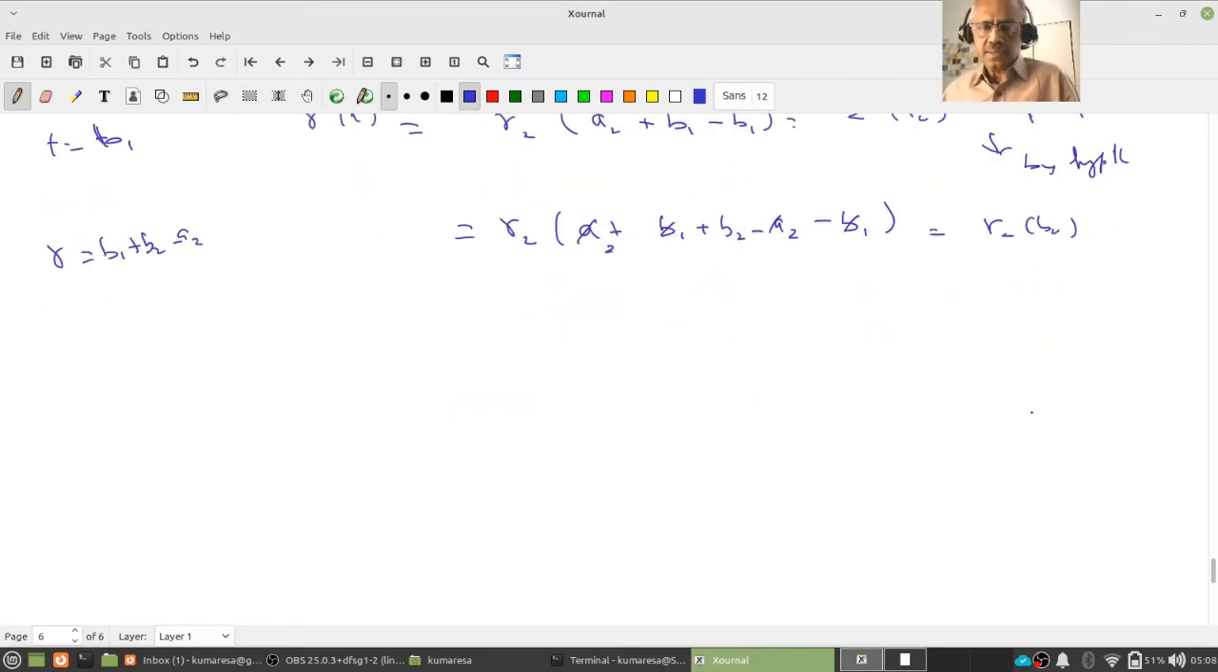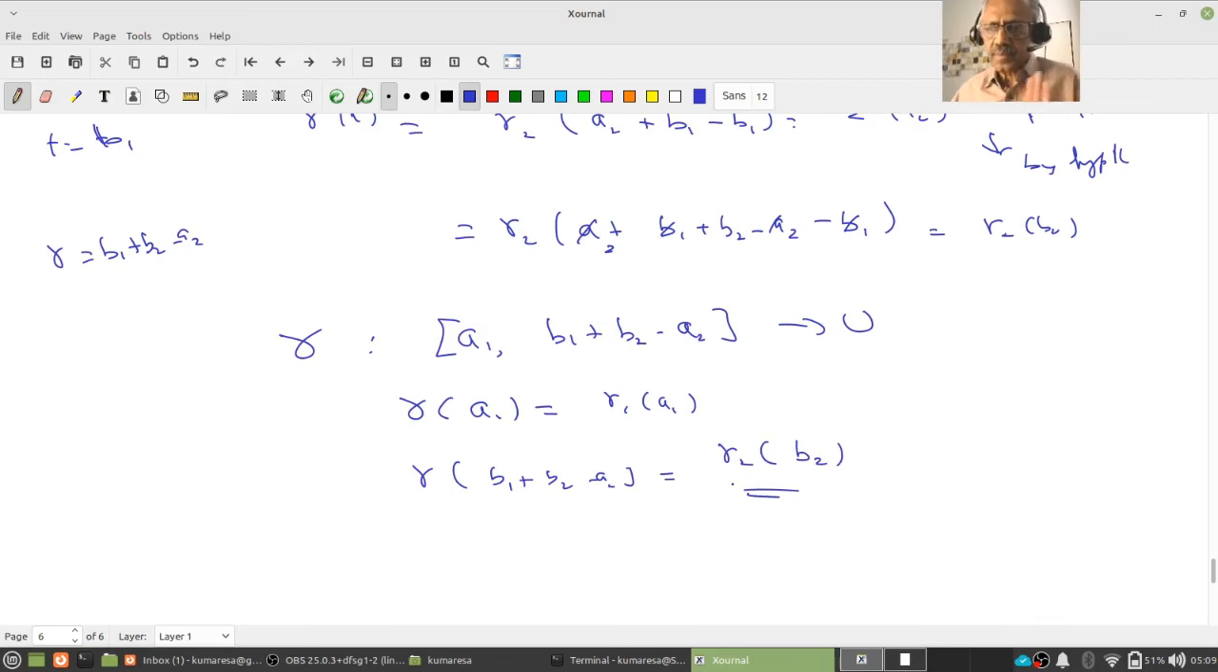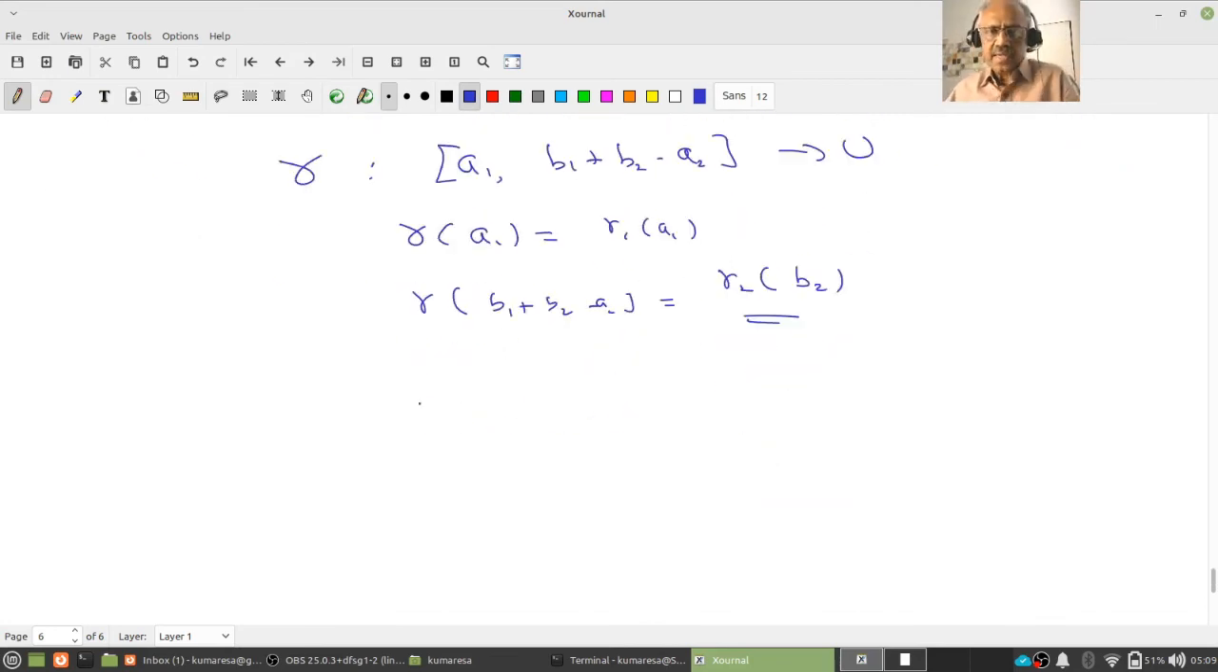Okay. Therefore what I have shown is that gamma is defined on the interval from a1 to b1 plus b2 minus a2, so that gamma of a1 is gamma 1 of a1, and gamma of b1 plus b2 minus a2 is gamma 2 of b2. Is that okay? And it's continuous. For continuity, I only have to check at the common endpoint, which is b1. We checked it.